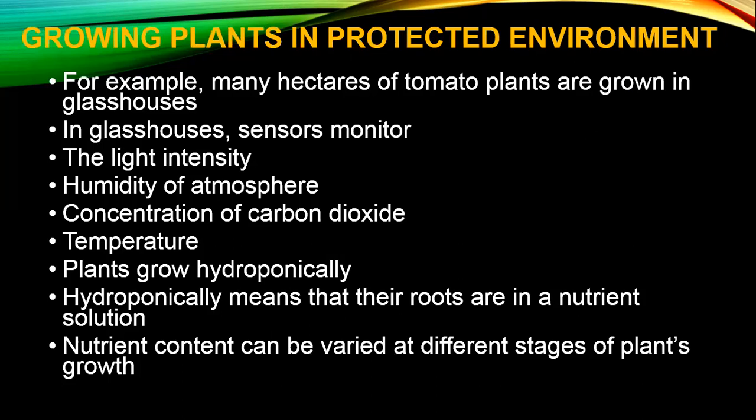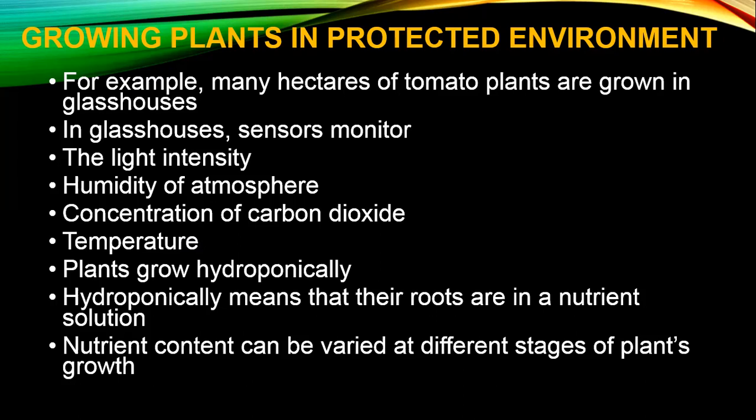One example given over here is that many hectares of tomato plants are grown in greenhouses. And what happens inside the glass houses? There are very sophisticated sensors, and those sensors continuously monitor the light intensity and the various environmental factors, for example light intensity, humidity of the atmosphere, concentration of carbon dioxide, temperature, etc. These are examples of those environmental factors which are controlled inside the glass houses, and this monitoring is done by sensors.